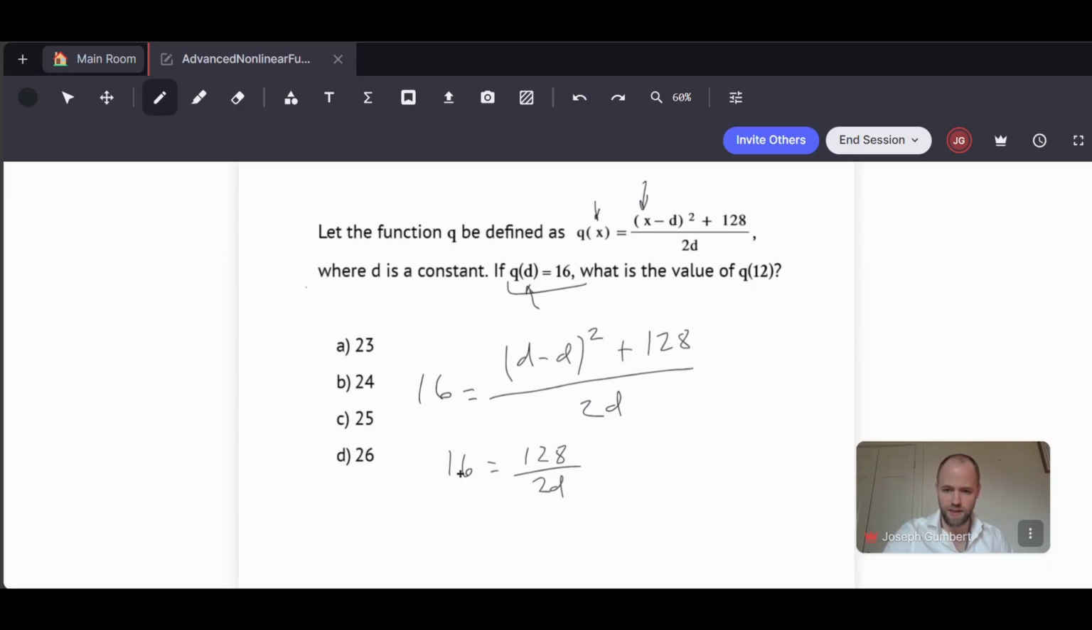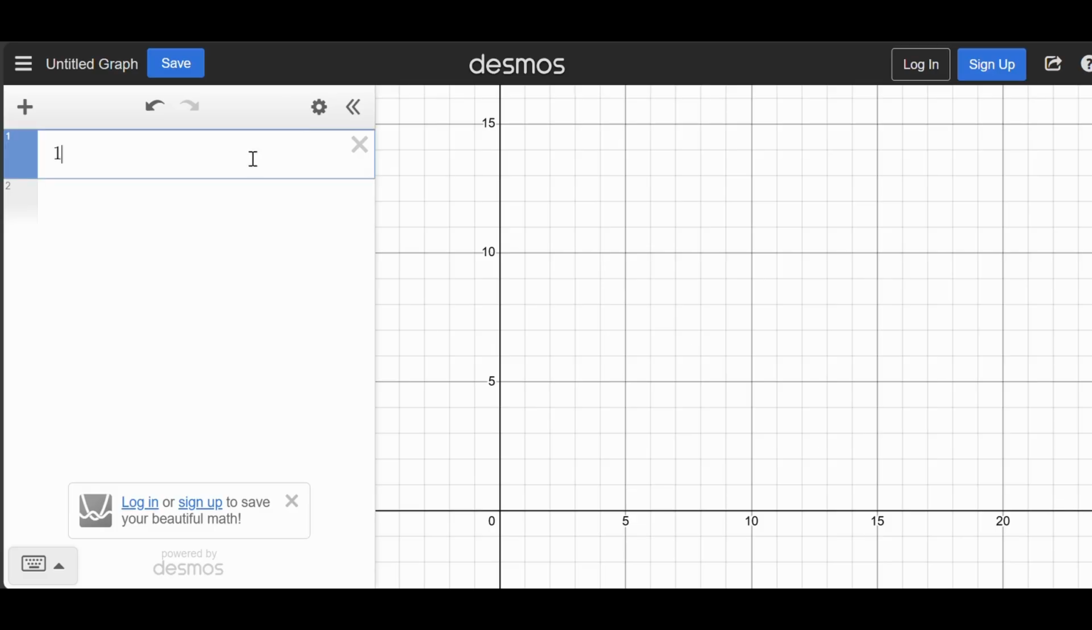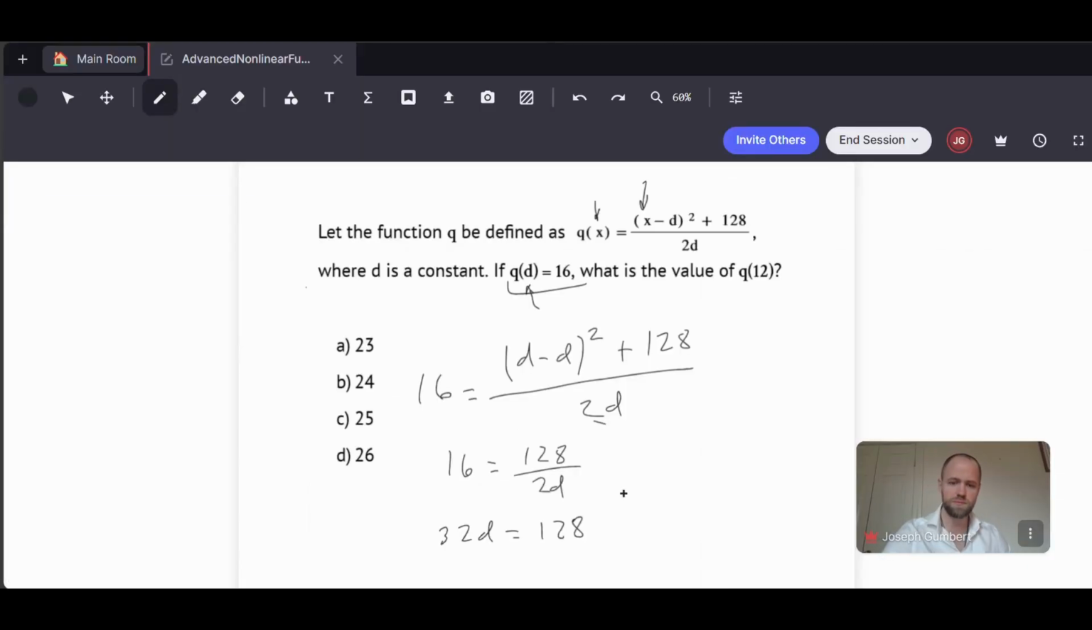Because I can then say that 32d is equal to 128. And let's go ahead and see what 128 divided by 32 is. All right, so we got 4. So we get that d is equal to 4 then, right? And with that, I can now see what q of 12 is, because if I plug in 12 for the x and I know what d is, then I can solve for the entire thing. So let's take a look at that over here.